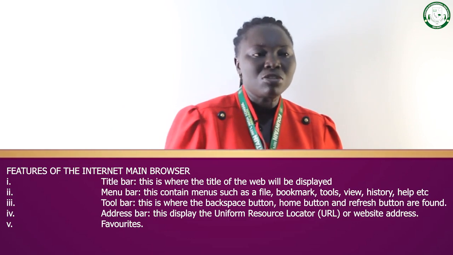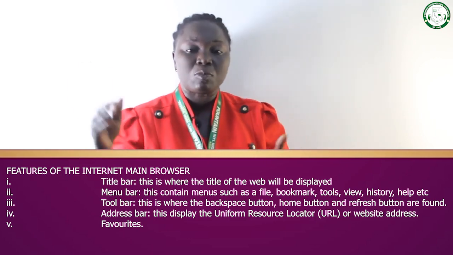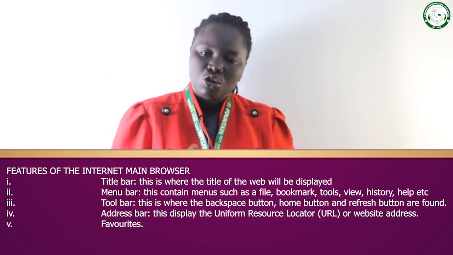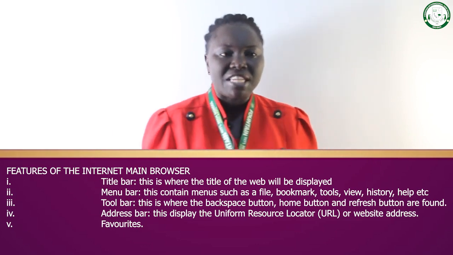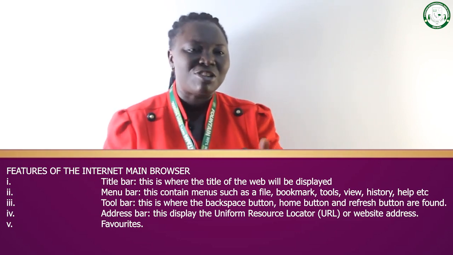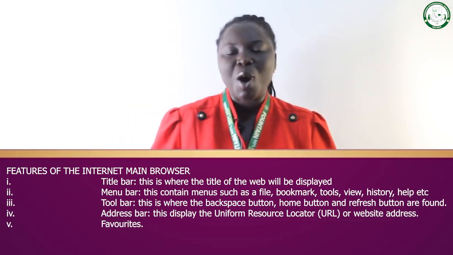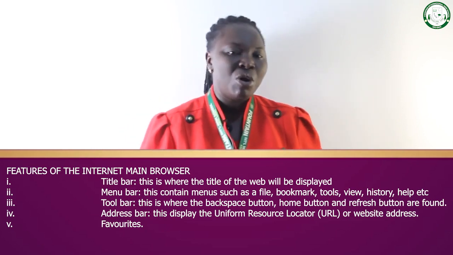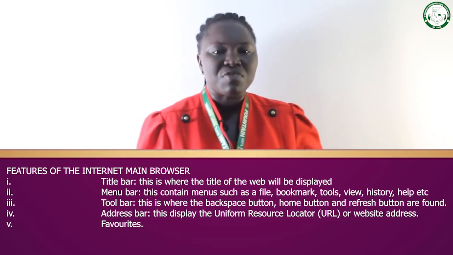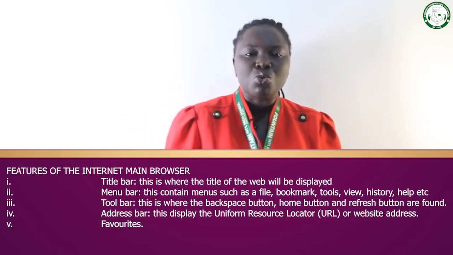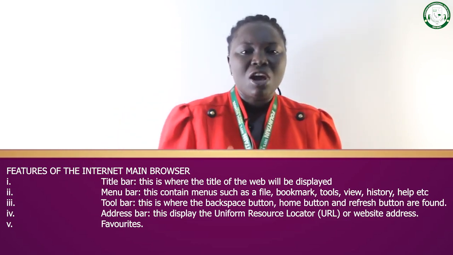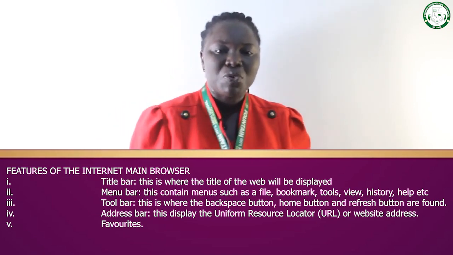Then there's another one called toolbar. Toolbar is where the back button is, that is when you click on back to return to the previous page. Then we have home button. Then we have a refresh button, and so on. How about address bar? Address bar will display the uniform resource locator, the URL of the website, or the website address. Then there's another one called favorite. Under this favorite, you will have a favorite website that you can be checking on a daily basis. So you can keep your favorite website there.